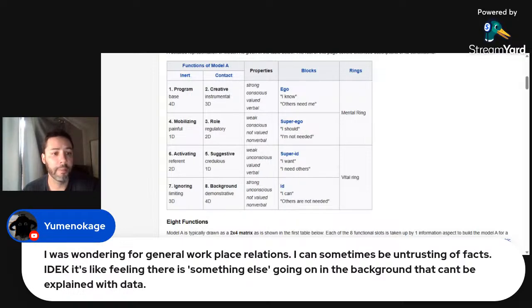Well, now this is interesting. Yeah, this is very IEI sounding. I suppose you could have an SEI say something like this, but more IEI, especially this whole idea that there's something else going on in the background that can't be explained.